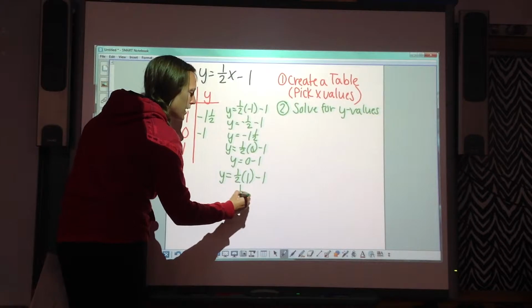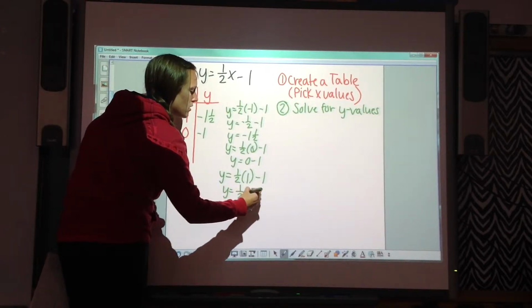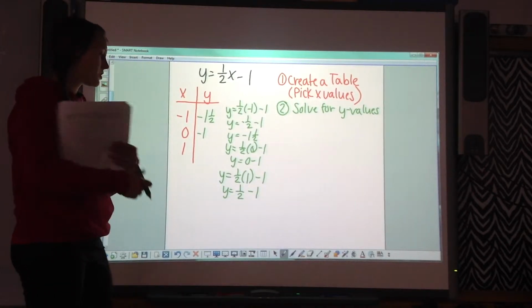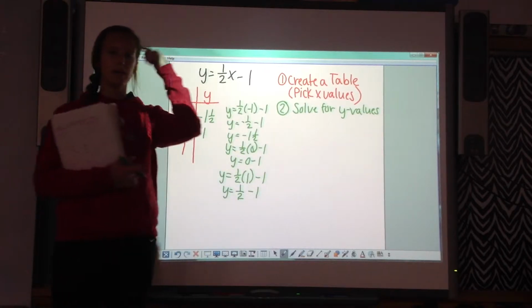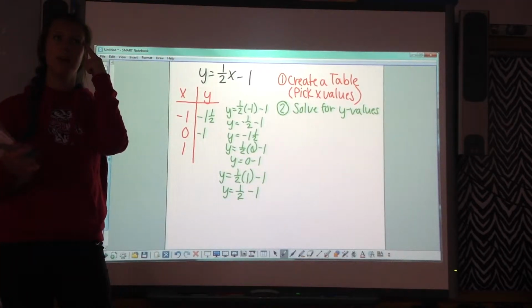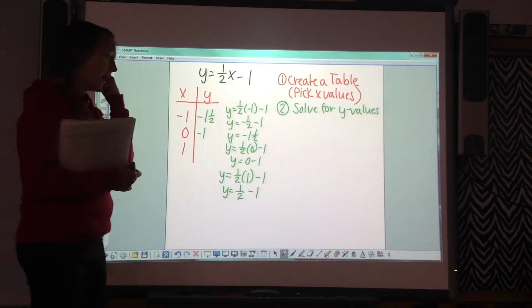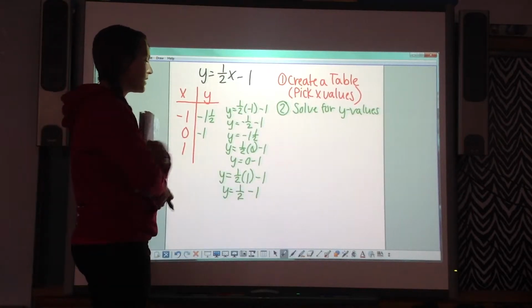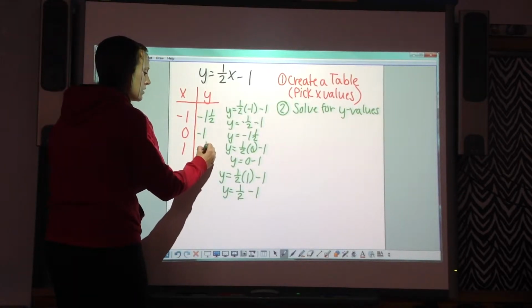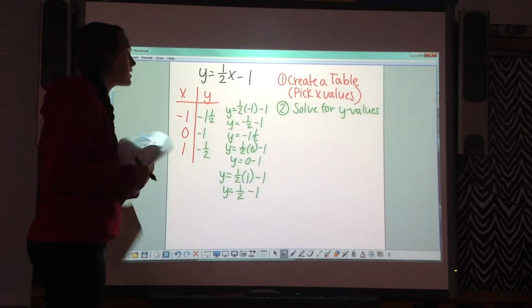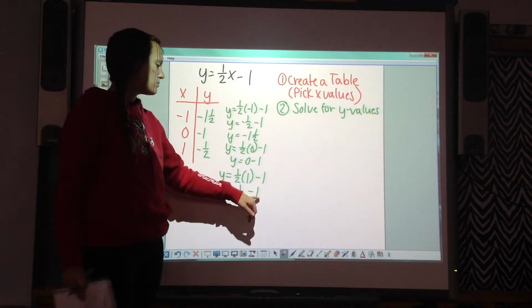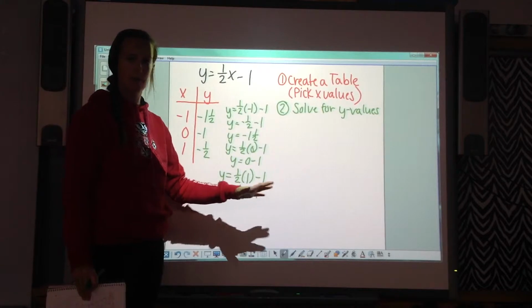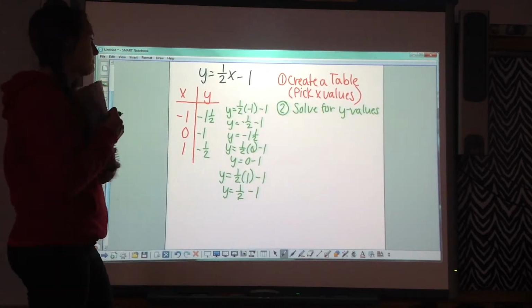1/2 times 1 is 1/2. Okay, now this is a subtraction problem. I'm going to reverse these in my head so it's easier. 1 minus 1/2. 1 minus 1/2 is 1/2. Because this is a bigger term, that half is negative. Now, if you can't do it in your head, it's okay to make this into a fraction and find a common denominator. There is nothing wrong with that.